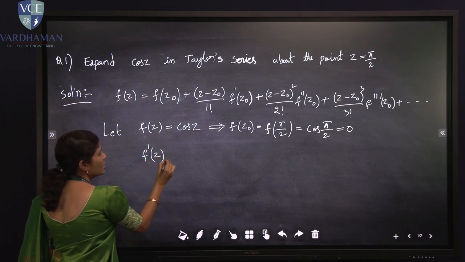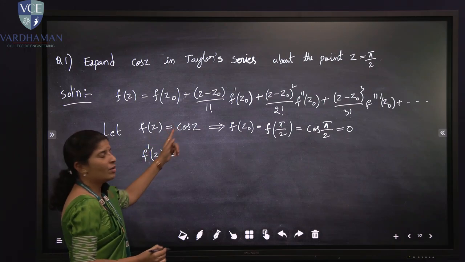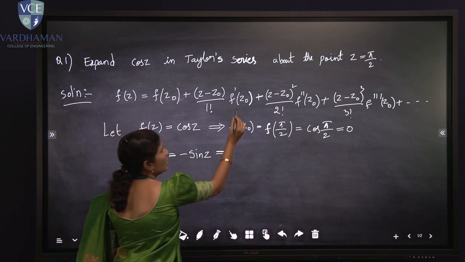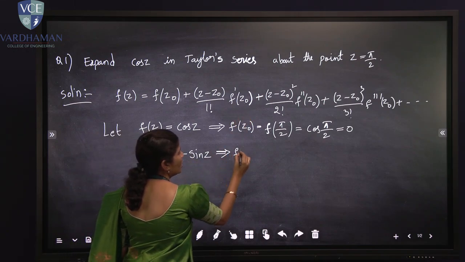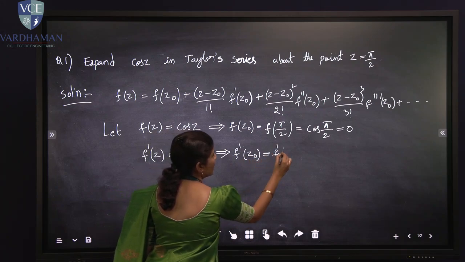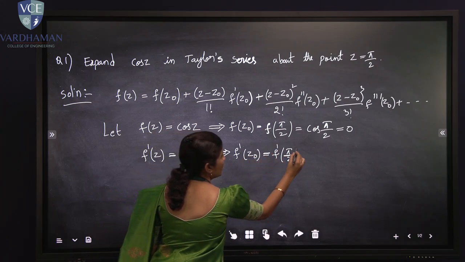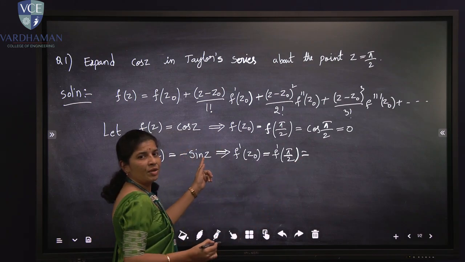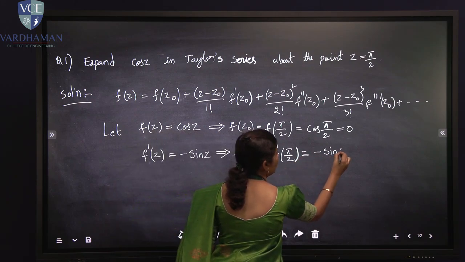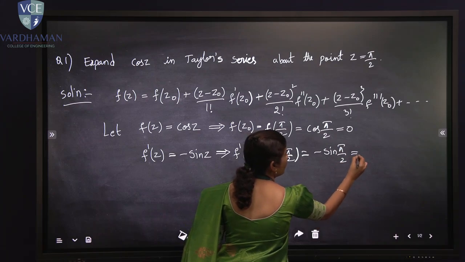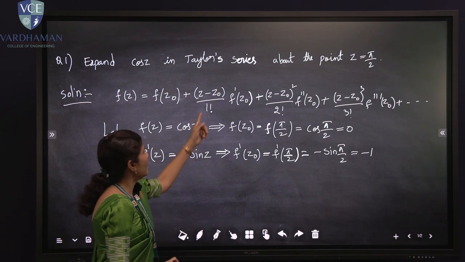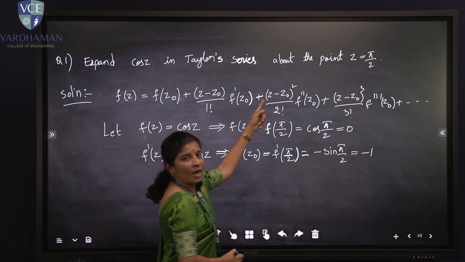we take the first derivative, that is, the derivative of cos z is minus sin z. In the expansion we want f dash of z naught, and we have the z naught value as pi by 2, that is f dash of pi by 2 means in this minus sin z we replace z with pi by 2, that is minus sin pi by 2, and we know the sin pi by 2 value is 1, that is minus 1, and this is the second term f dash of z naught.